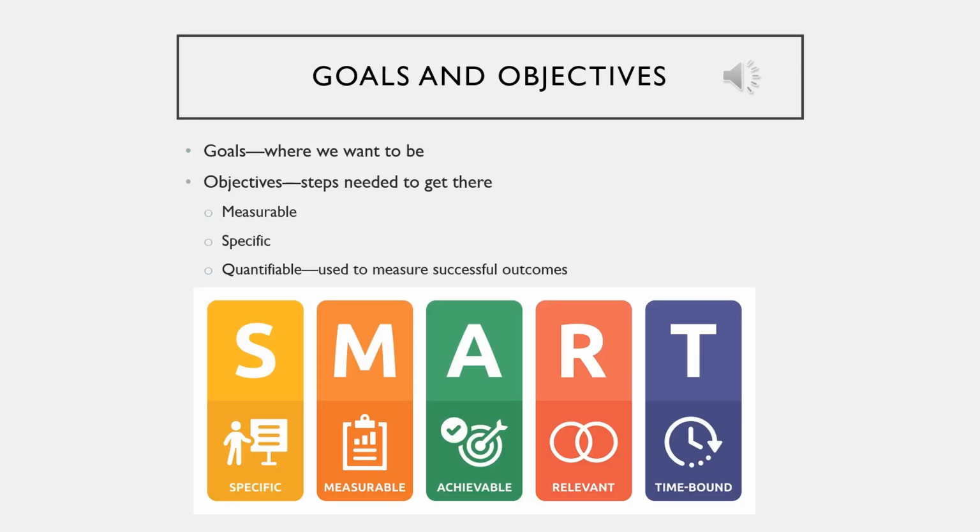Once we have come up with our diagnoses and we have assessed our community, we're going to come up with our goals and our objectives. Our goal is where we want to be, our ultimate goal. Our objectives are the steps that we need to get there. They need to be measurable, they need to be specific, and we need to be able to quantify them. We can use the acronym SMART: specific, measurable, achievable, relevant, and time bound.